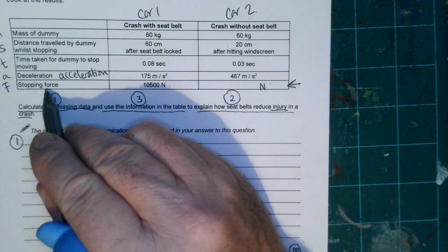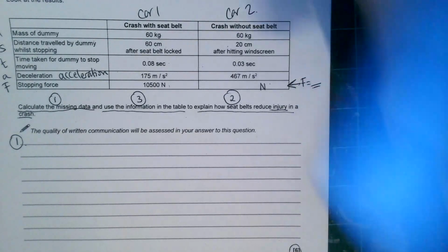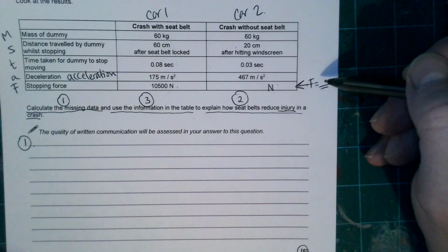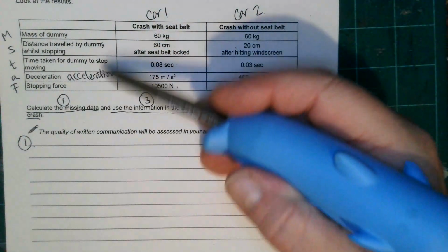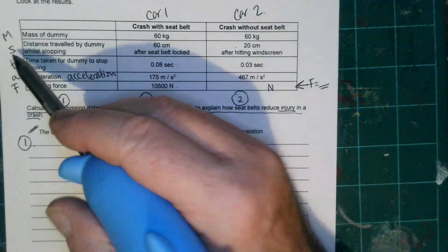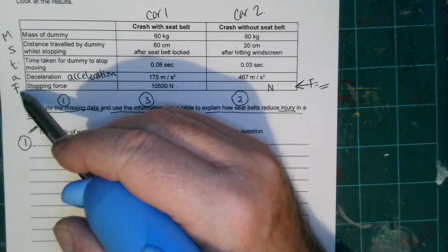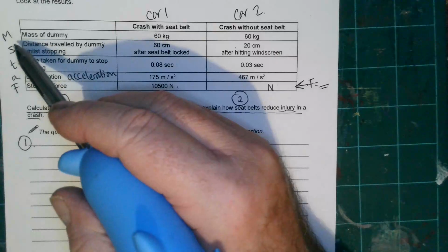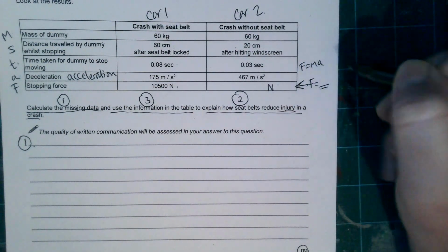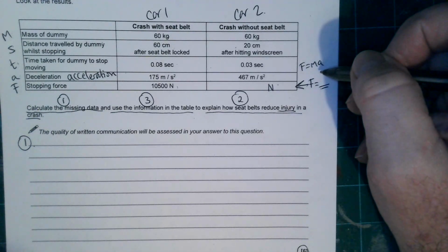I want to calculate stopping force. F is the unknown here, so that's what we're looking for. F equals what? Well, I need an equation that contains the quantities dealt with in the table here. I've got mass, distance, time, acceleration. Distance and time I can use to calculate velocity, but that doesn't help me find anything for mass or force. Mass and acceleration does though. Do you recognise this? F equals ma. Nice, straightforward. That's Newton's second law.